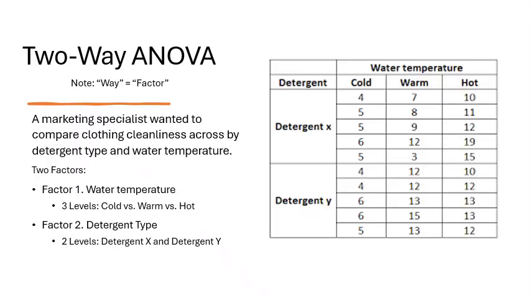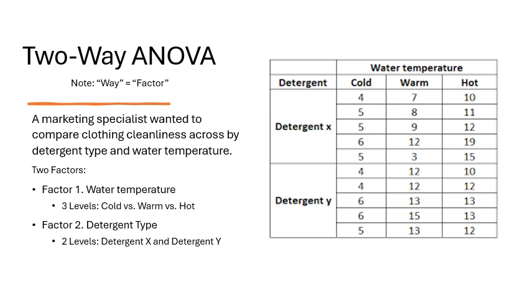So here's our two-way ANOVA. Again, way just means factor. Let's imagine this example. A marketing specialist wanted to compare clothing cleanliness across detergent type and water temperature. So 2 factors in there. We have factor 1, water temperature, and that factor has 3 levels, cold versus warm versus hot. Again, conditions is another word we could use here. Factor 2 is detergent type with 2 levels, detergent X and detergent Y.